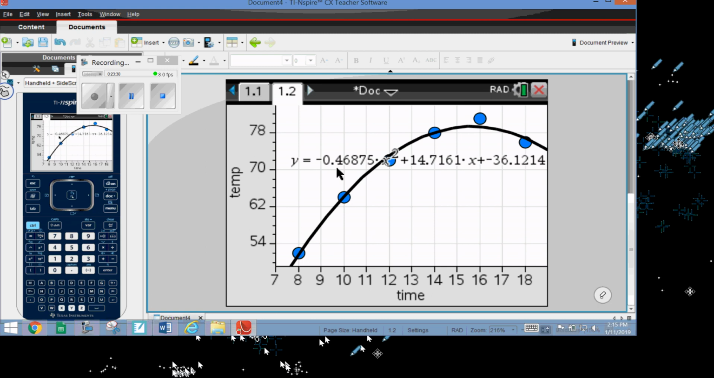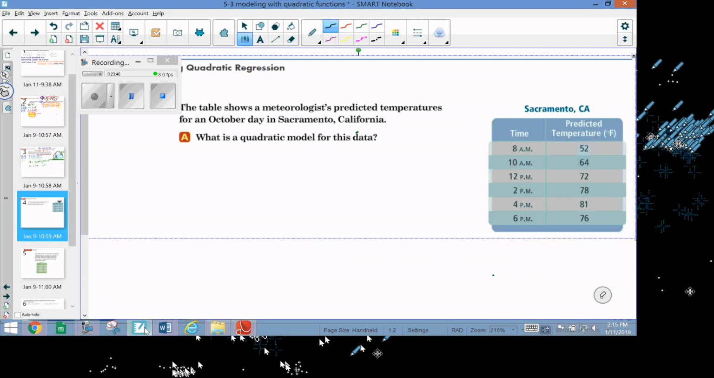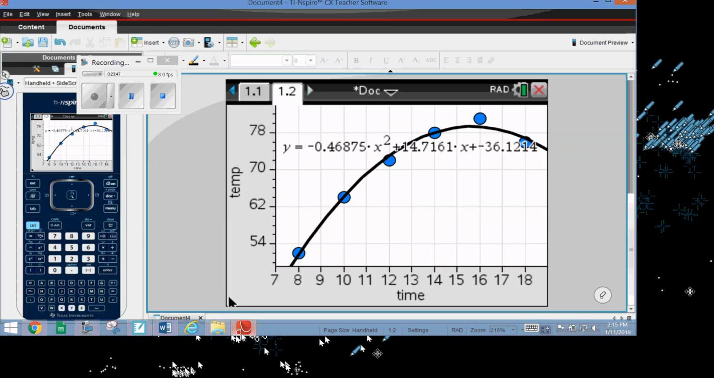Take this one. Here we go. Wow, I got that. So we got that. Okay. So let's get back to the question. What was the question? What is the quadratic model for the data? So we got it. Here's that. This is the model.